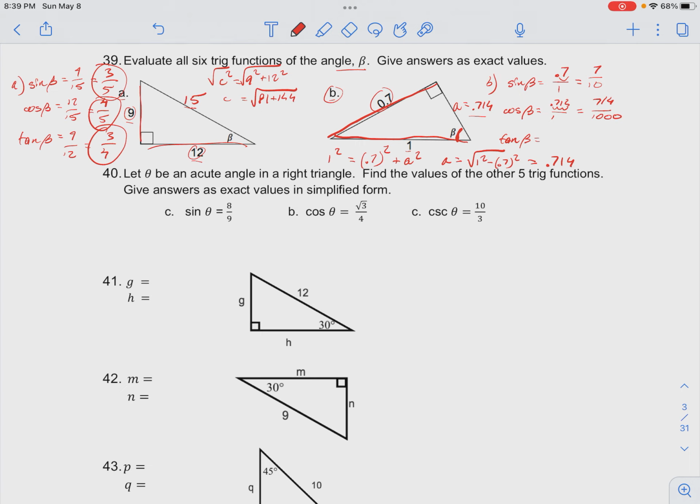And tangent of beta is going to be opposite over adjacent, which is 0.7 over 0.714. Also multiplying by 1,000, we have 700 over 714 as our values for sine, cosine, and tangent.